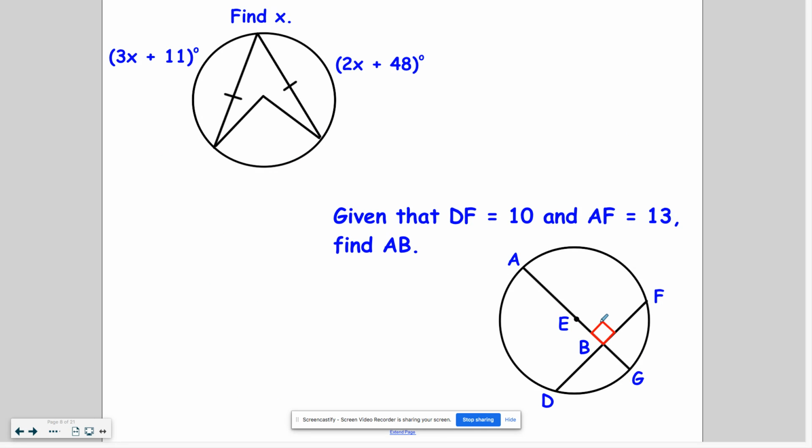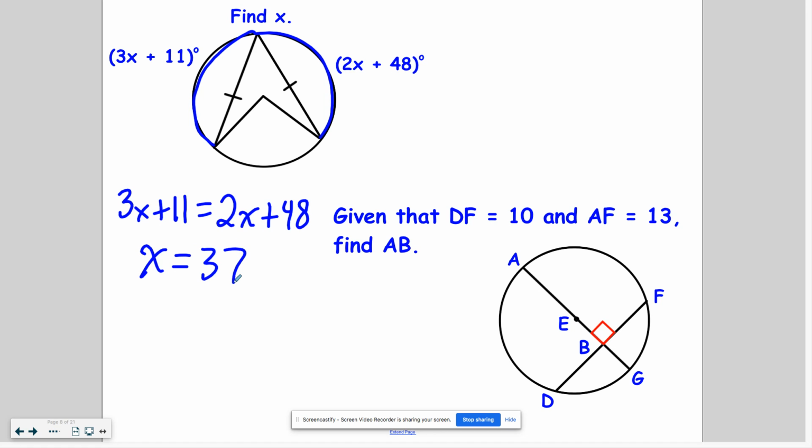So we have equal chords here on the top left. If the chords are equal, that means those expressions have to be the same as well. So you can immediately go right in and say, oh, look, chords are equal. That means these arcs have to be equal, which means those have to be the same. And you go ahead and solve, and you get x is 37. You're done.